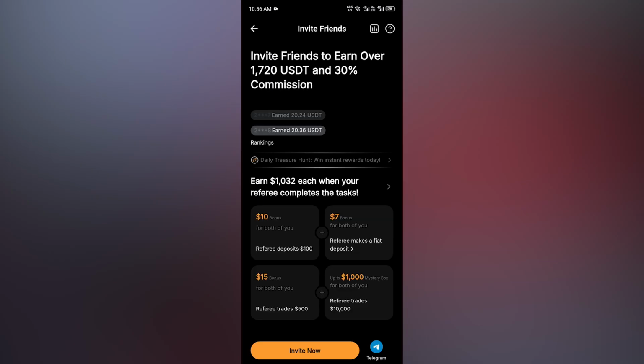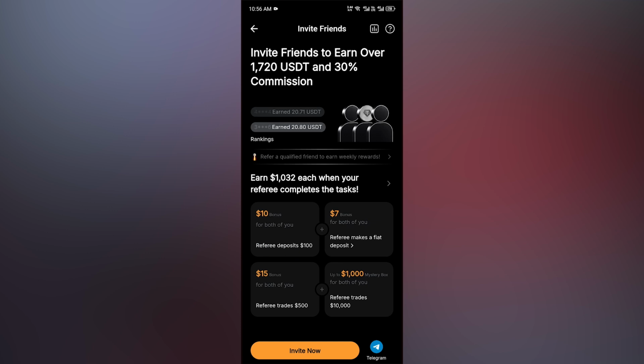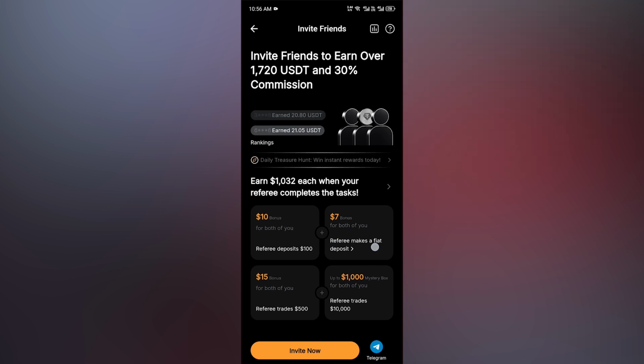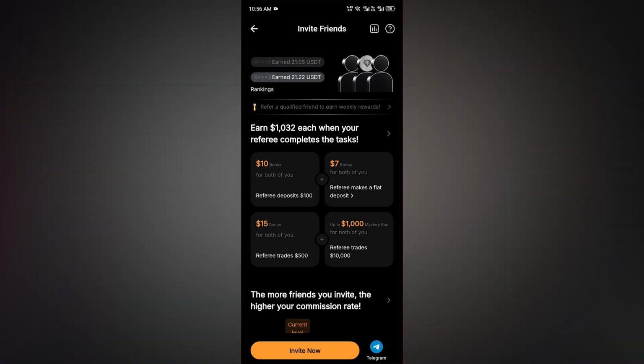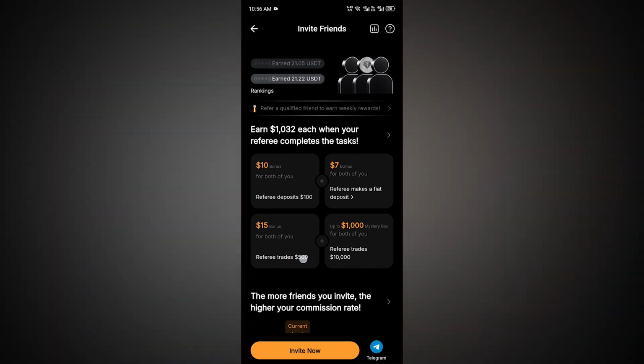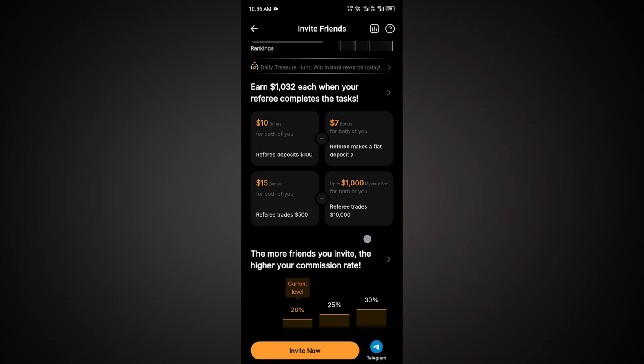Here, you'll see the rewards you can earn by inviting others. You can earn over 1,720 USDT and a 30% commission. After this, if you deposit $100, you will receive a $10 bonus. If you make a fiat deposit, you will get a $7 bonus. Then, if you trade $500, you will receive a $15 bonus. And if you trade $10,000, you will get a $1,000 bonus.